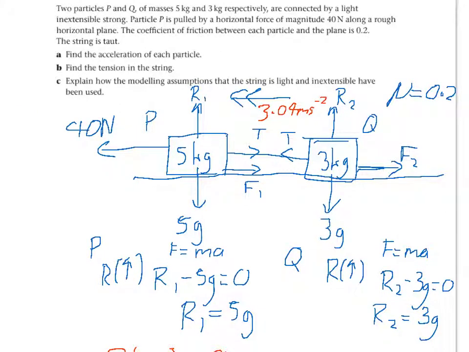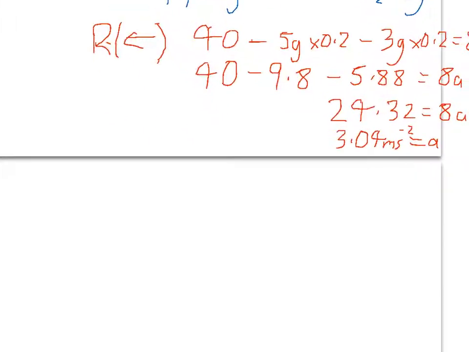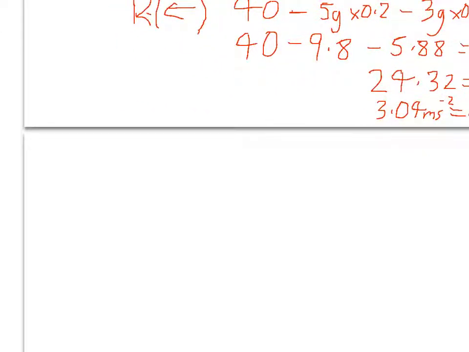Now the tension is going to be the same whether you looked at particle P or particle Q. So let's look at the tension around particle P. So we're now just going to take into account particle P. So this is part B. Just looking at particle P, and we'll still take the resultant forces in that direction.